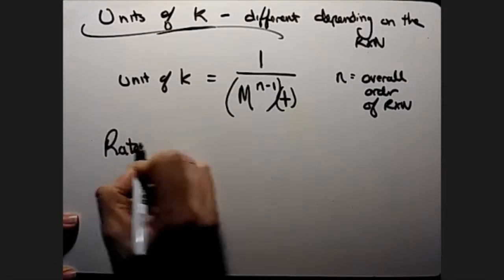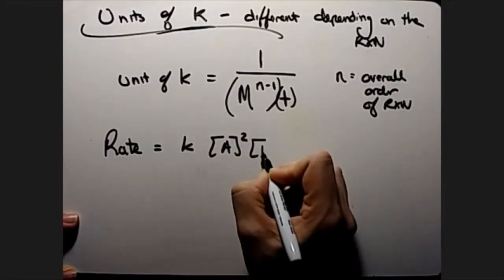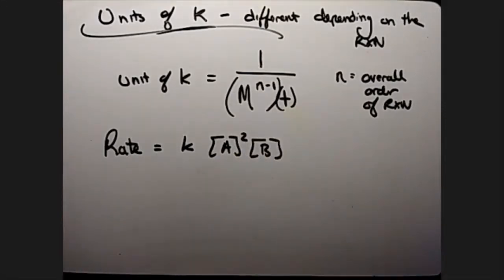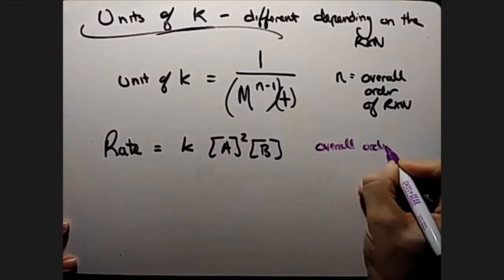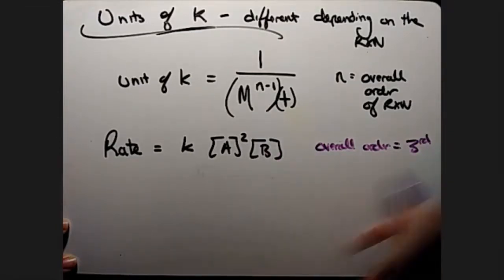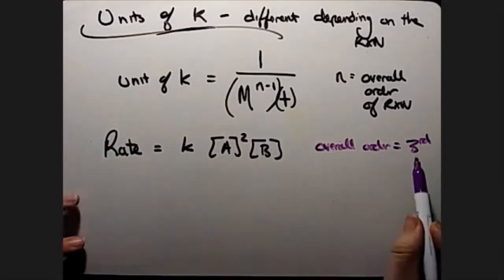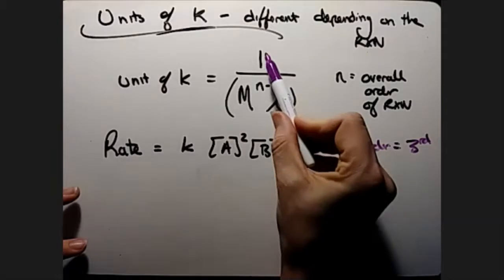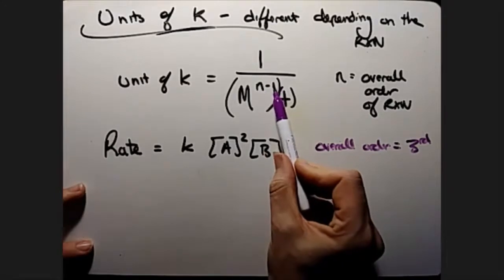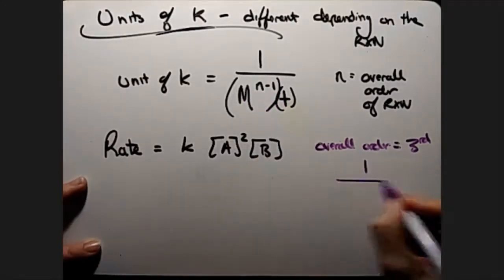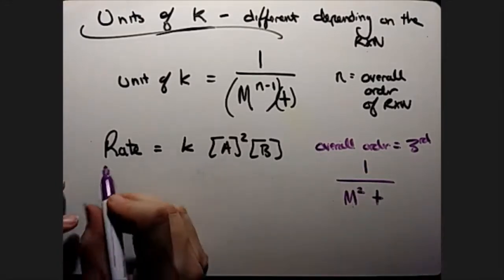And if you want to see this in action, let's try one out. So how about rate equals K times A squared times B? So the overall order of this reaction is third order. So now before we even put our normal stuff to work here, let's plug this in and see if we can get it to work. So this would be 1 over molarity to the order minus 1. So it would be molarity to the 3 minus 1. That's molarity squared. 1 over molarity squared times time. And let's just see mathematically if that actually works out.